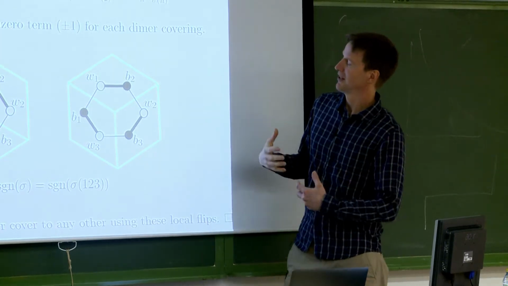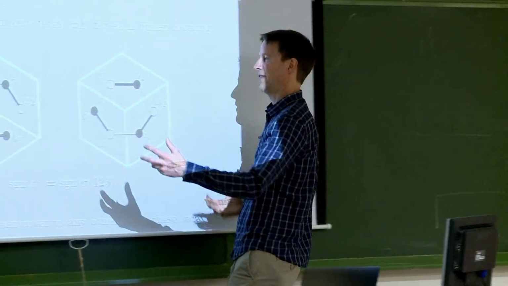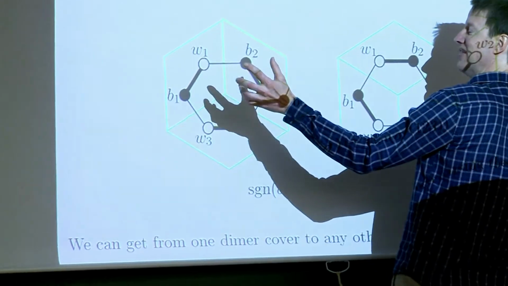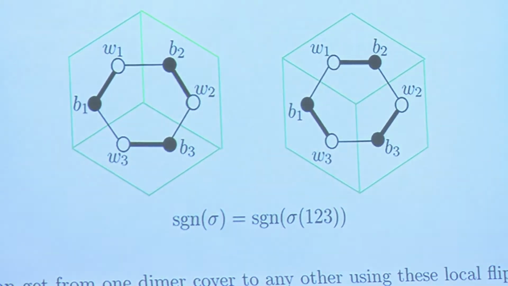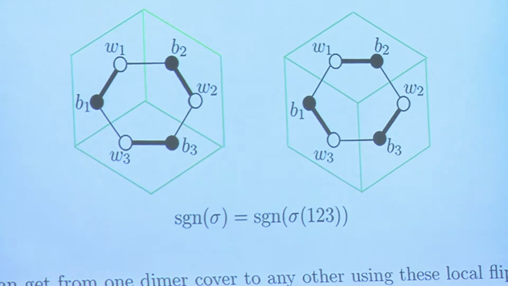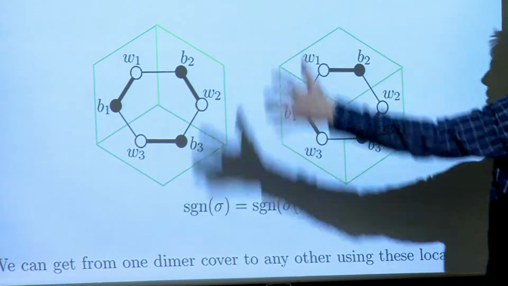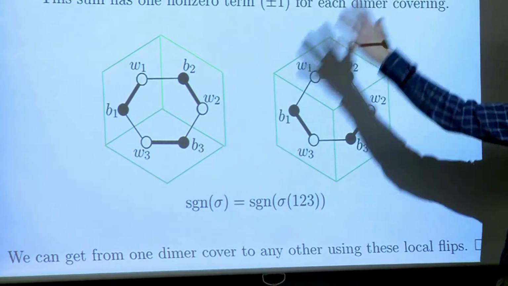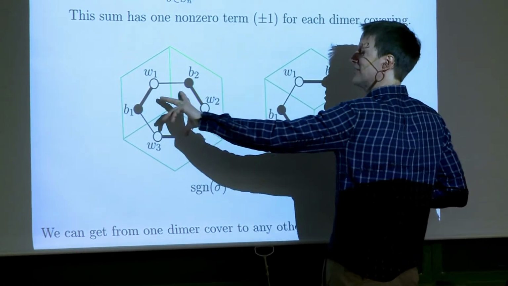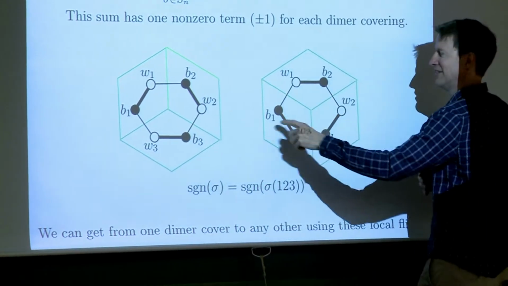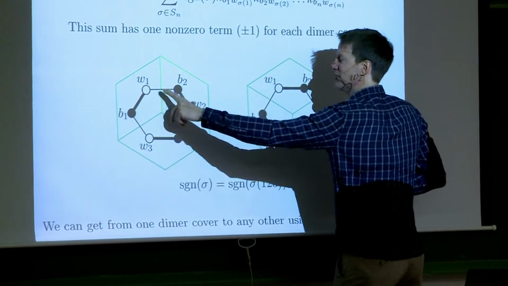So how do we compare signs for different perfect matchings? Well, here's the thing. Suppose I have two matchings which differ just around a single hexagon. I have some big space and big matching, and suppose these two matchings differ just on a single hexagon. This hexagon has these 3 edges in the matching, and this one has those 3 edges. I flipped these 3 to those 3.